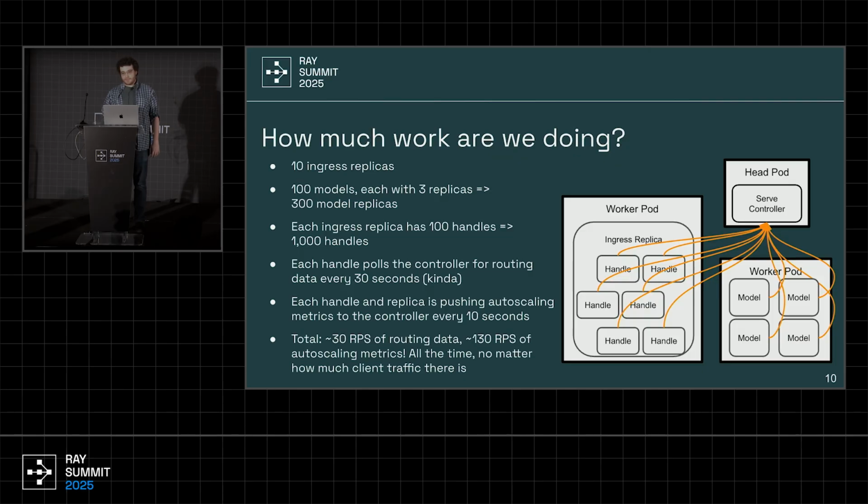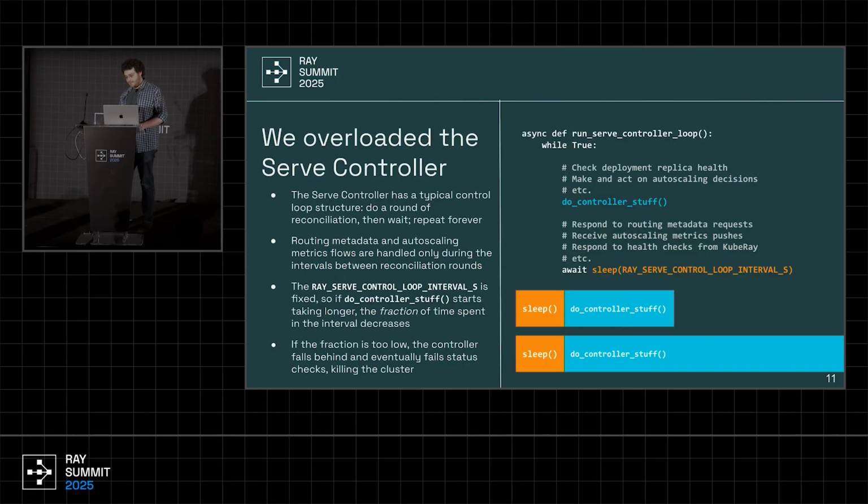So if you add that up, you get about 30 requests per second of routing metadata and 130 requests per second of autoscaling metrics. And that is happening all the time, regardless of whether there are actually any client requests flowing through the system at all. So we set up our system like this, and it fell over, even though there was no traffic coming in, which freaked us out. We tried to figure out what was happening, and it turns out that we had essentially overloaded the Serve controller.